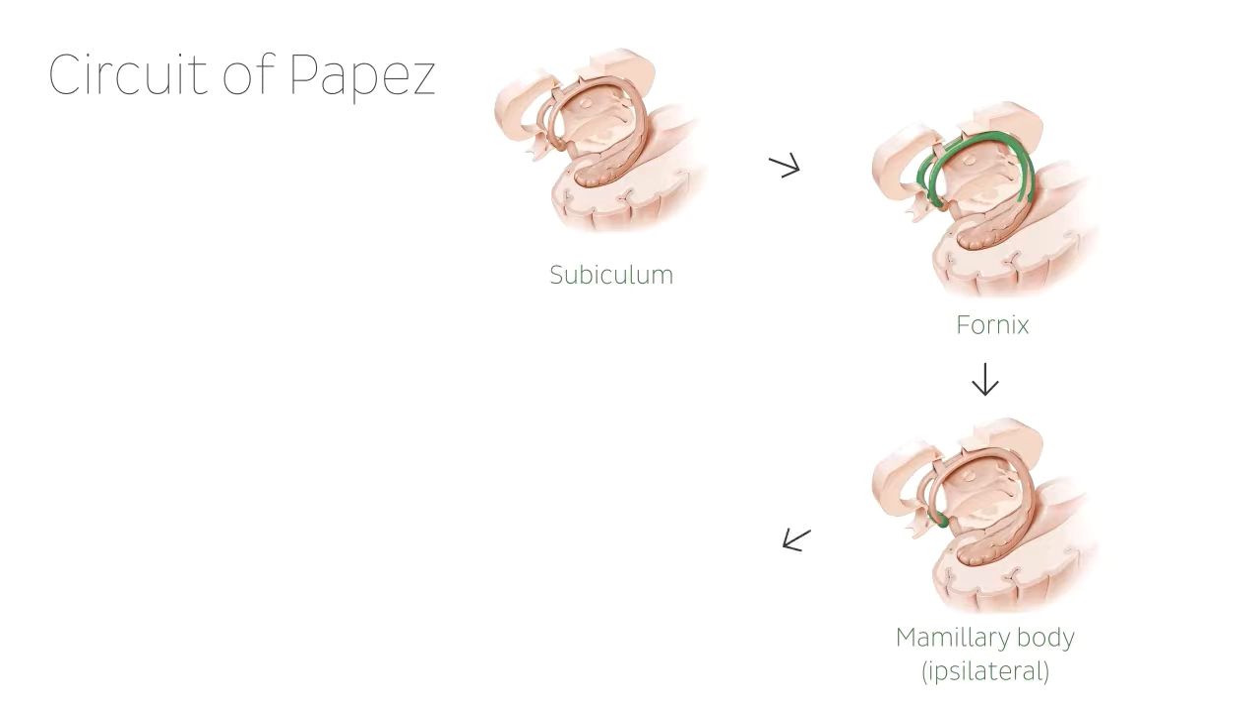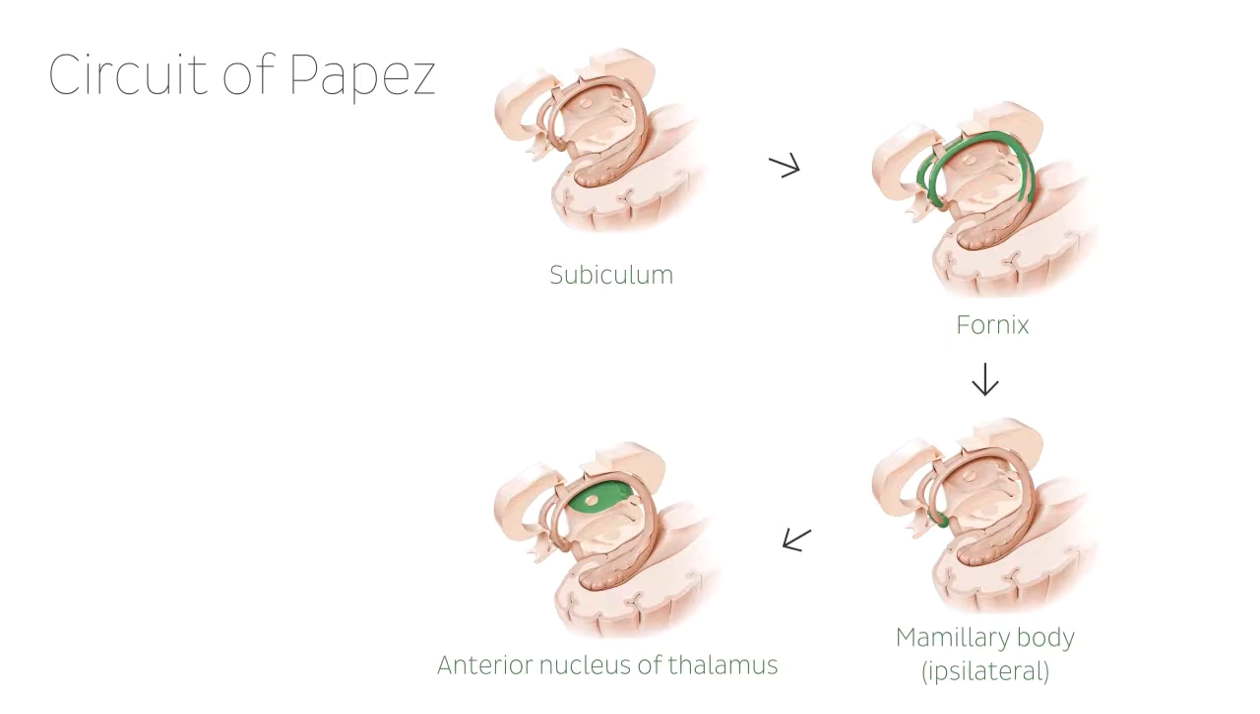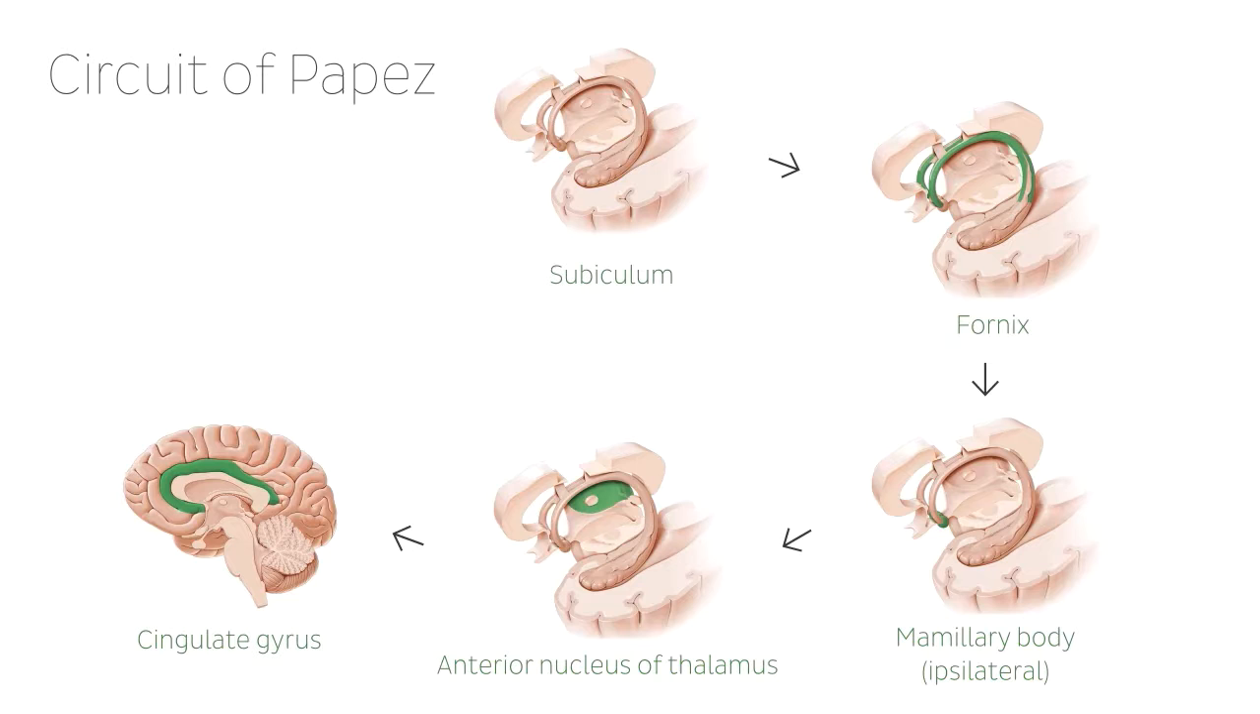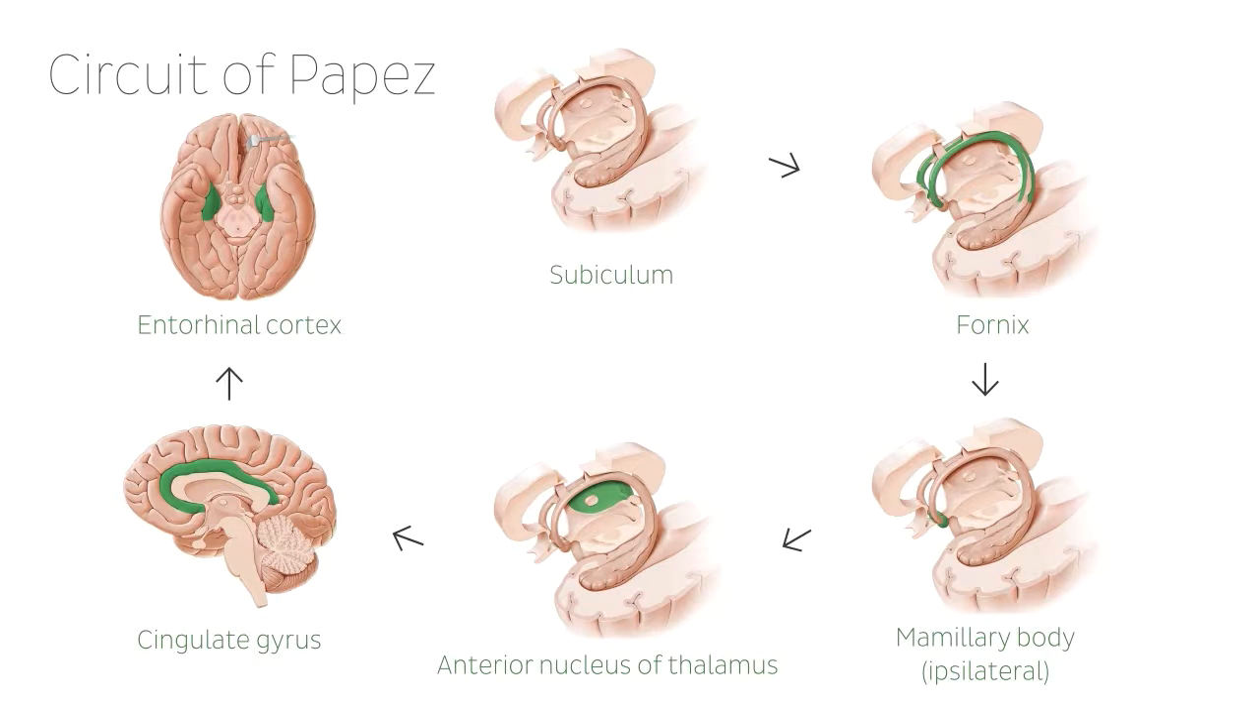And there, the axons synapse, then make their way down to the anterior nucleus of the thalamus via the mammillothalamic tract. And once at the thalamus, they synapse again, the next set of axons travelling superiorly to the cingulate gyrus, a structure just above the corpus callosum. And from here, the axons synapse once again to loop back round to the entorhinal cortex, following a path similar to the fornix. And at the entorhinal cortex, you can see that they synapse for a final time to project back to the subiculum.